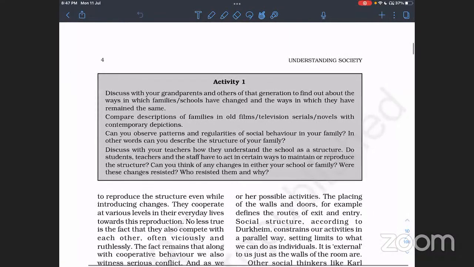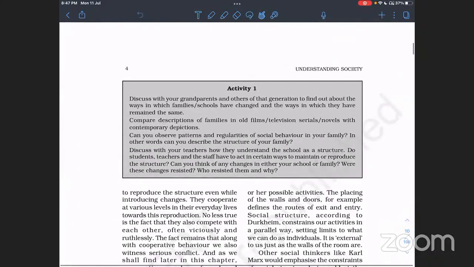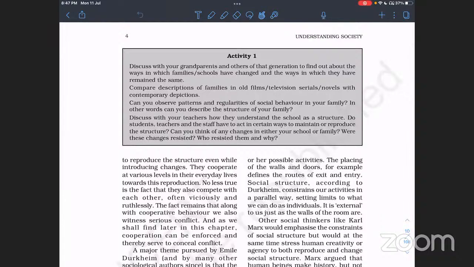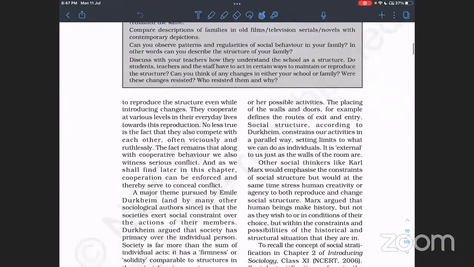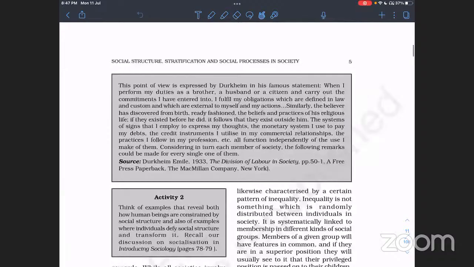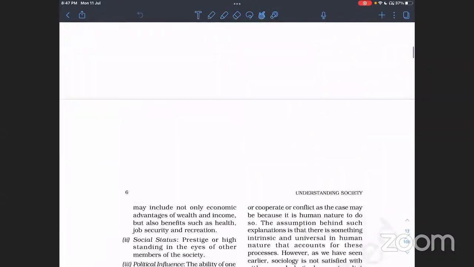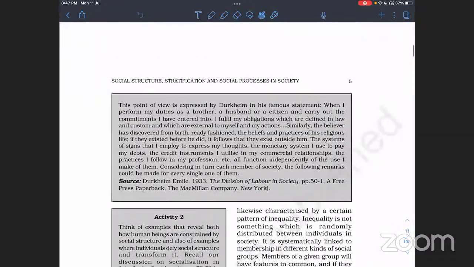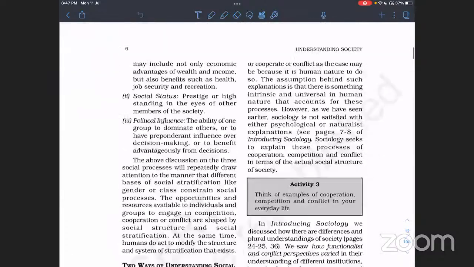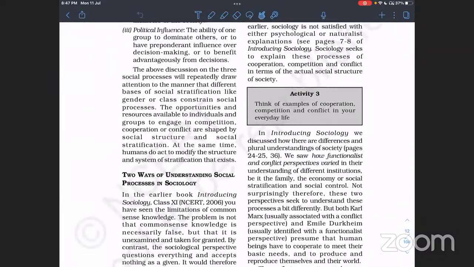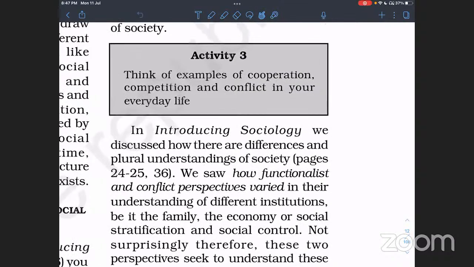And also see this activity, try to do the activity. Often we neglect the activities given in NCERTs, but don't do that. It's very thought-provoking and it will stimulate your thinking. Actually, it will be very helpful also. So again, one more activity. Try to do that activity also. Then look at this wonderful and simple activity.